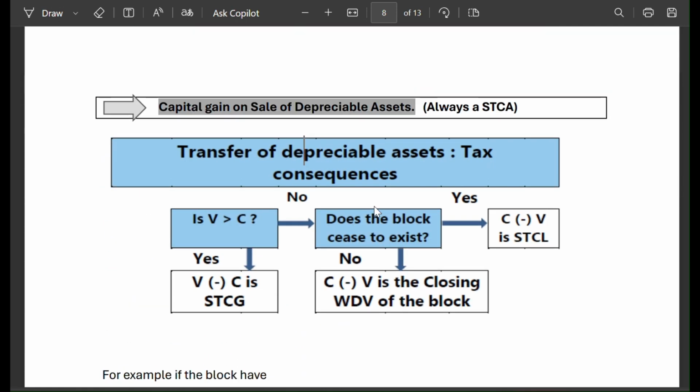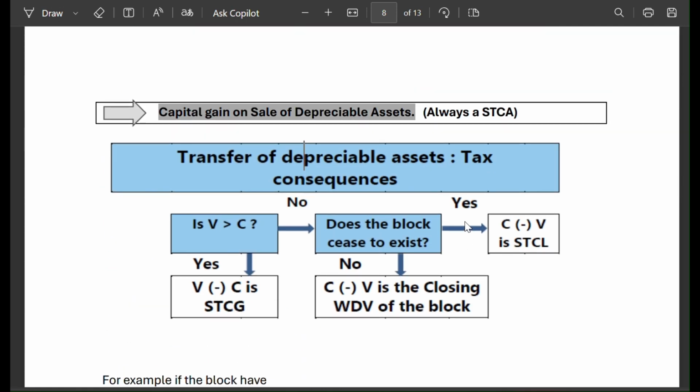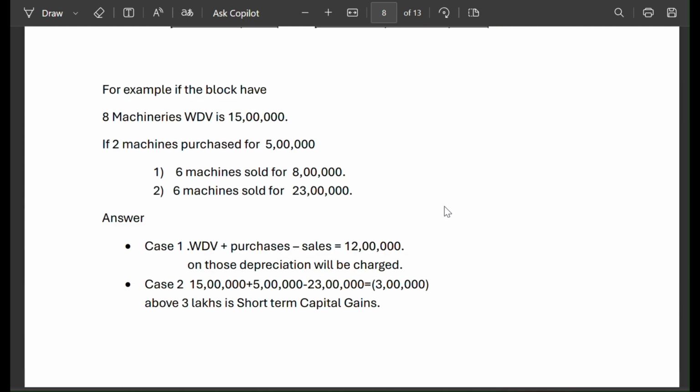If the block exists, the remaining amount we charge as depreciation. If the block does not exist, that is we sold all 10 assets, in that case it will obviously be a short term capital loss.